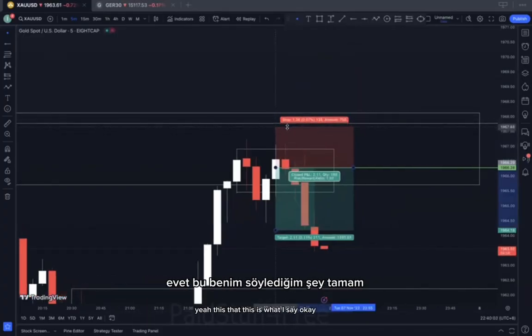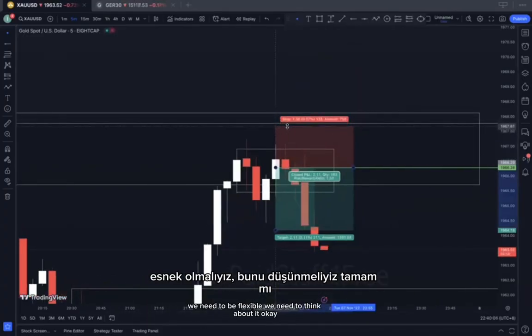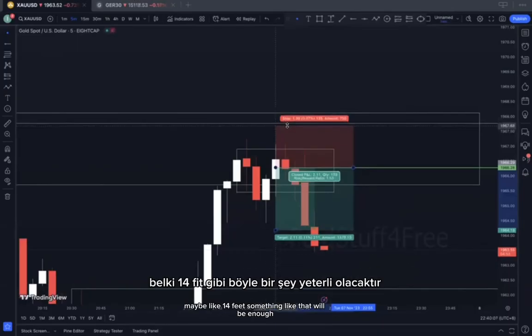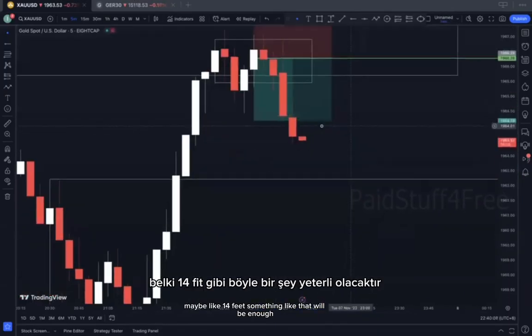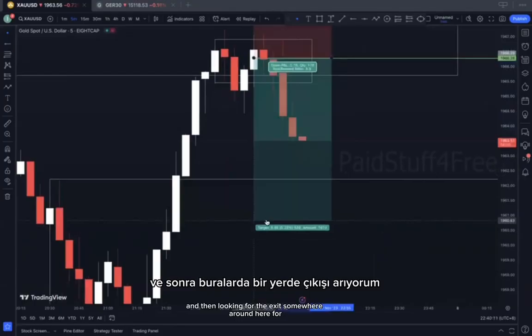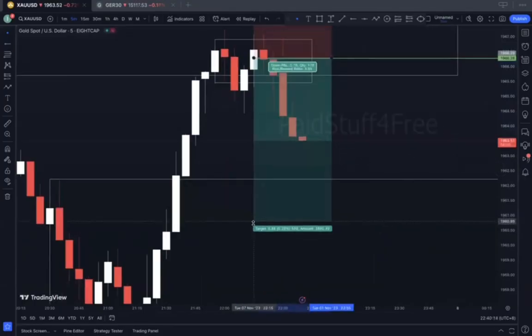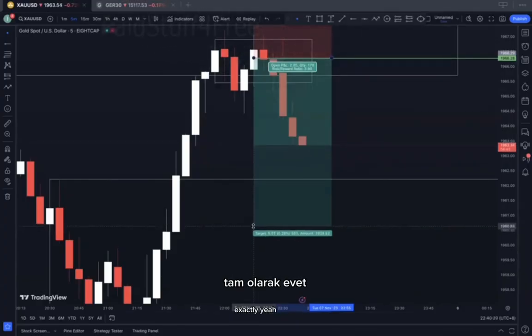This is what I say, we need to be flexible. We need to think about it. Maybe like 14 pips, something like that will be enough, and then look for the exit somewhere around here, for about 4R, I guess.